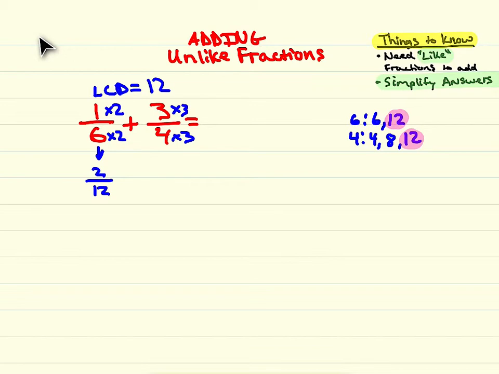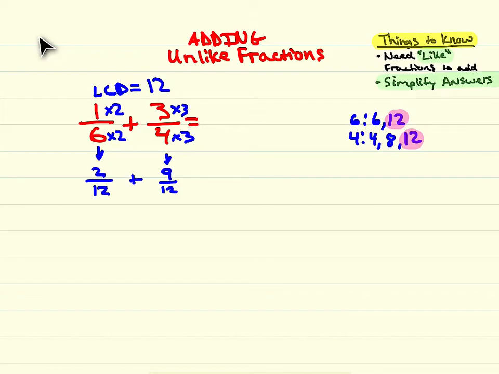Instead of using 3/4, we have 3 times 3 is 9, 4 times 3 is 12. So we have our equivalent like fraction of 9 twelfths. Now we need to add these two fractions together. 2 plus 9 is 11, and your denominator just stays the same.